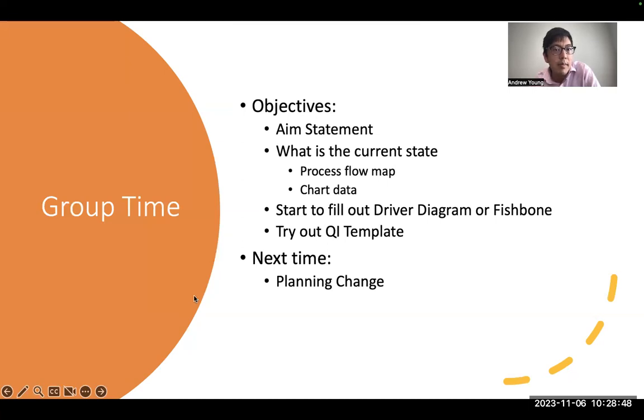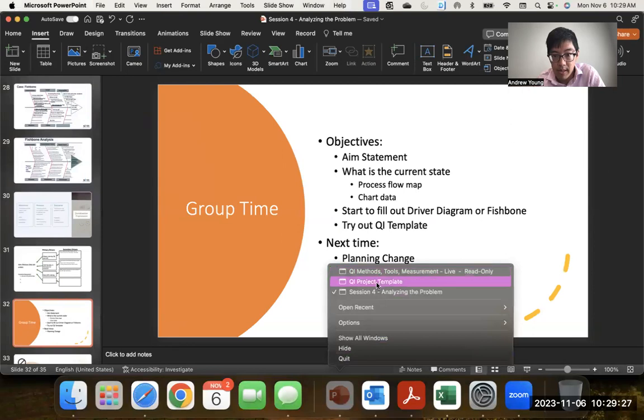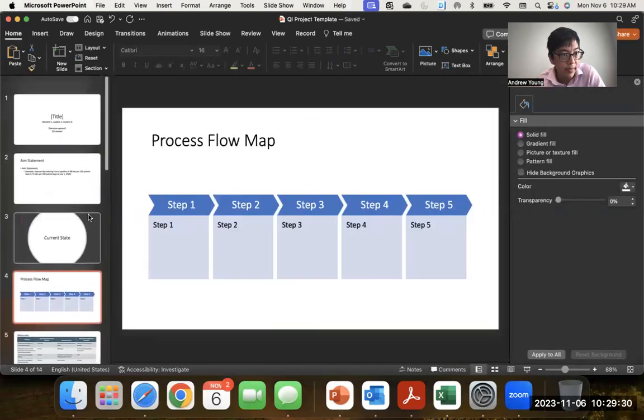So that's it. When we have our live session, you'll have time to work more on your aim statement, flow map, chart data. Everyone's kind of in a different part of their process. I really want you guys to get to a point where you at least have an aim statement, have some of your measures picked out, and then have started charting some data, and then start to fill out either the driver diagram or fishbone, or maybe both. Try out the QI template. Let me know what you think. Let me actually switch over to it so that I can kind of go over it. And I'll send this out with a link to this video too.